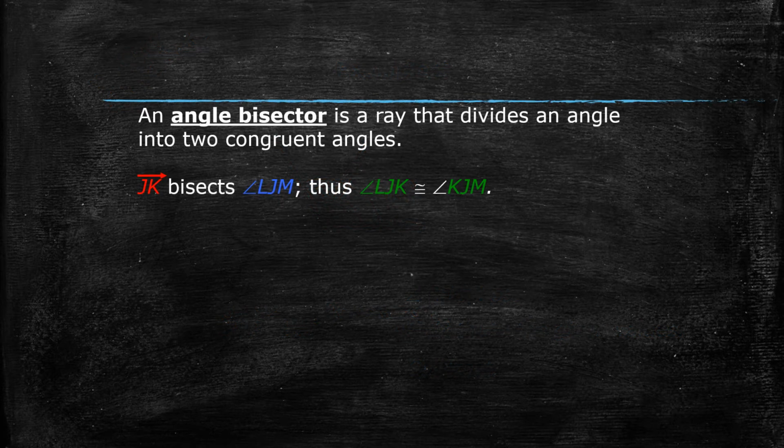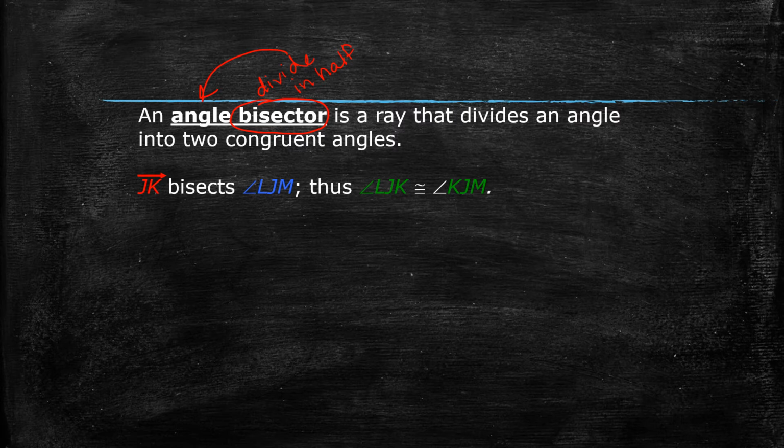Our next vocabulary word of the day is an angle bisector. The word bisector means to divide in half. We're dividing the angle in half. So if we're going to divide anything in half, we're going to get two equal parts.